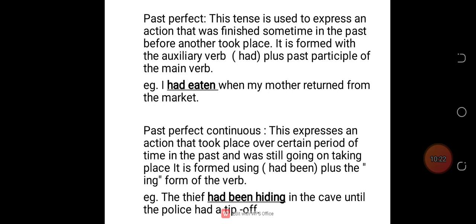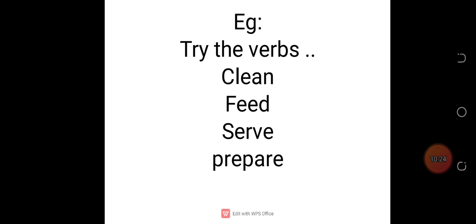Very good. Let's look at the last slide. This is what I want us to do. Look at the words carefully on your screen. We are being asked to try the verbs. We want to form a sentence in the past perfect tense using clean, feed, serve, prepare. We can also use the same verbs in forming sentences in the past perfect continuous form. Let's see for clean. Try forming those sentences.